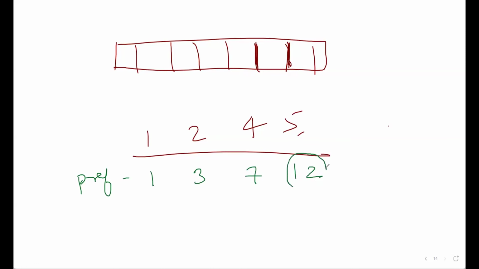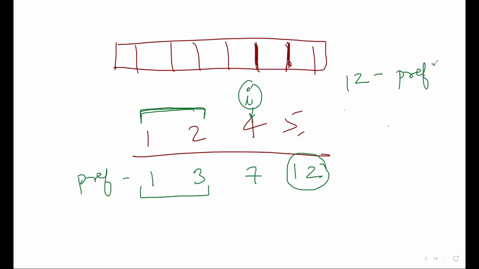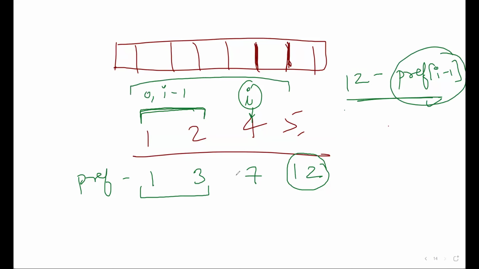So you have to find 12 minus, you have to remove this part. Means you don't want some of this part. You know the index I, which is at for this value. So it is going to be 12 minus prefix of I minus 1. Does this make sense? You don't want sum of values from 0 to I minus 1. So you are removing this from prefix sum of whole array. So this will give you sum of this remaining part from index I to n minus 1.